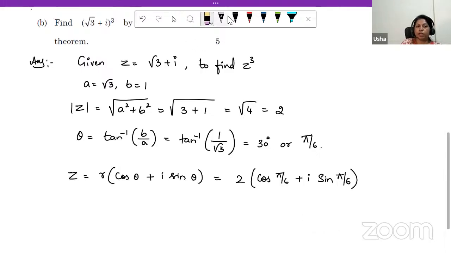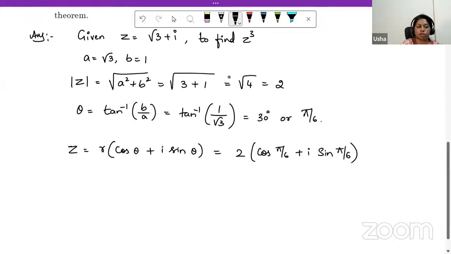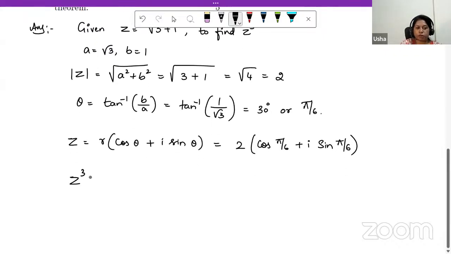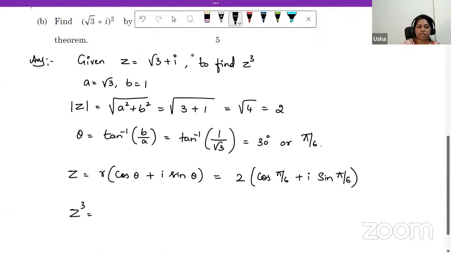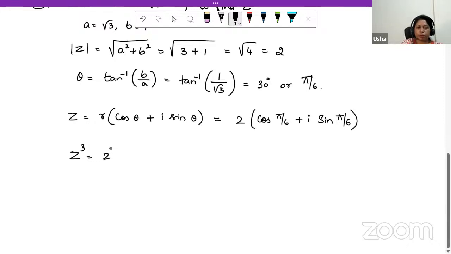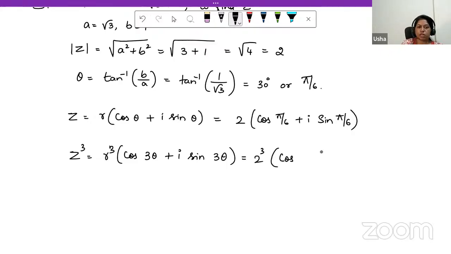You are supposed to find power 3, right? z power 3 is what you are supposed to find. So z power 3 is, have I written the formula here? Yes. r power n into cos n theta plus i sin n theta is z power 3. So z power 3 is r power 3 into cos 3 theta plus i into sin 3 theta. Substitute r and theta. r is 2, so this is 2 cube into cos 3 into pi by 6 plus i into sin 3 into pi by 6.